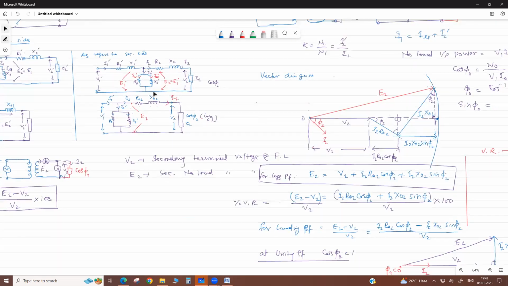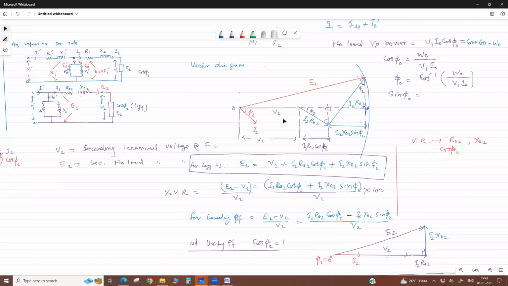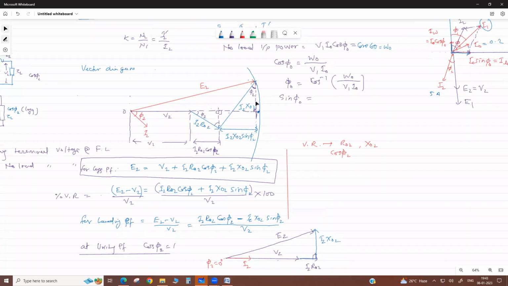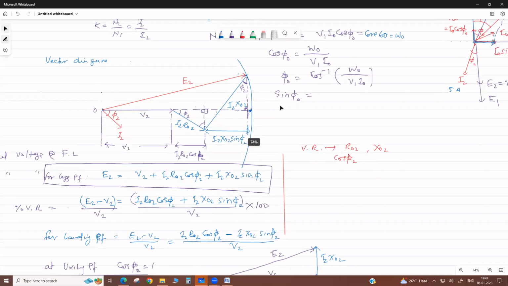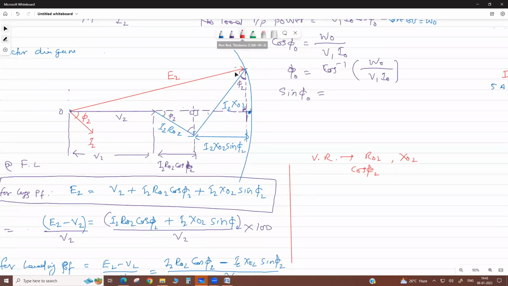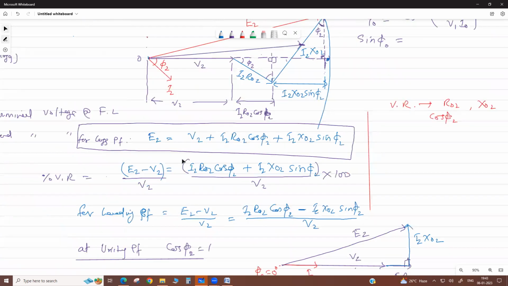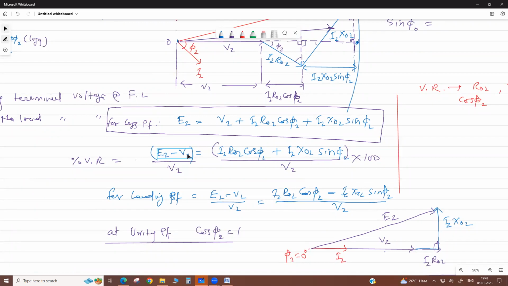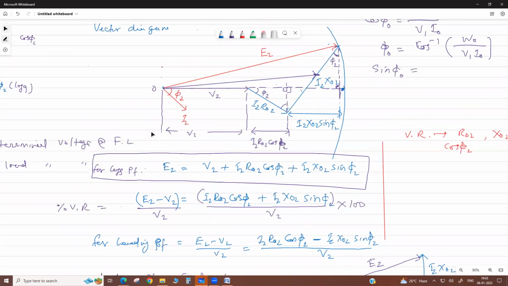Their equivalent is X2. Now suppose if leakage flux is low, then your leakage drop is less. See, if your leakage flux is less, then this vector will not be so big, it will be small. Suppose here only. Then see, your E2 is also reduced. Correct, no? If E2 is reduced, then this voltage regulation is reduced, no? Okay, dear. Understand?